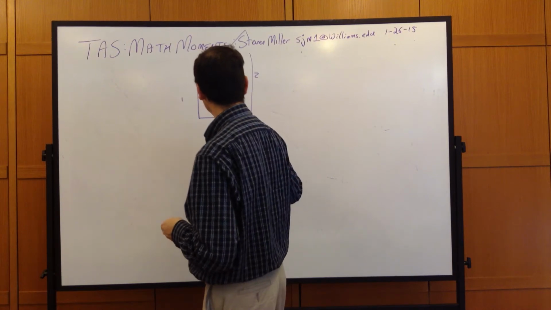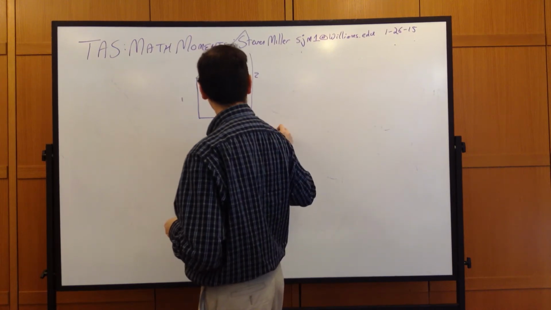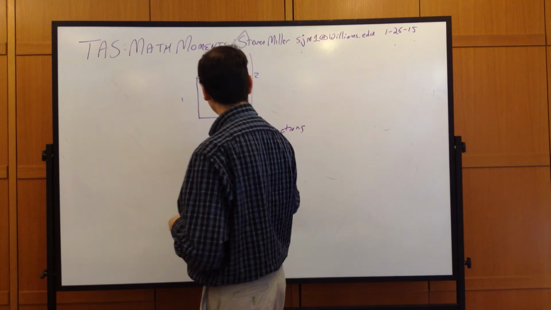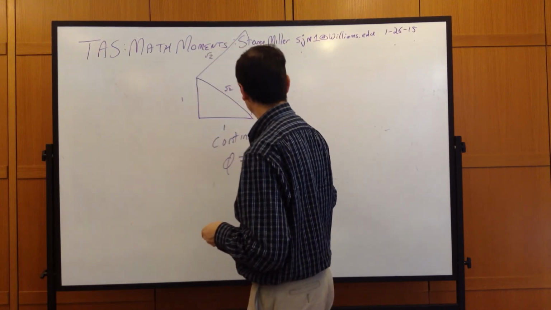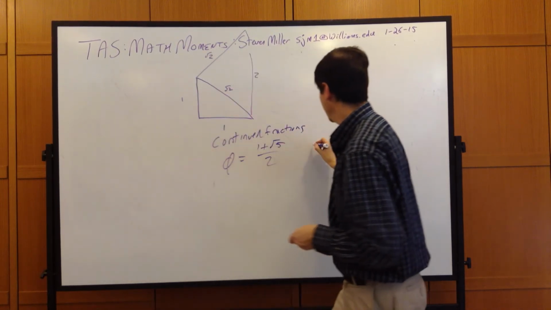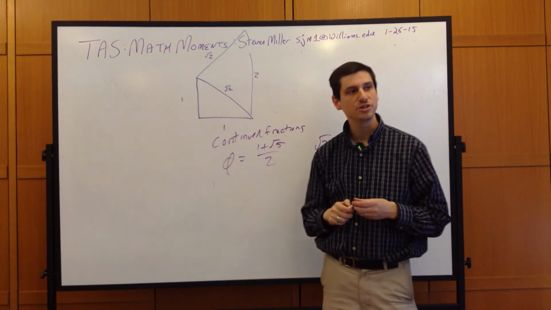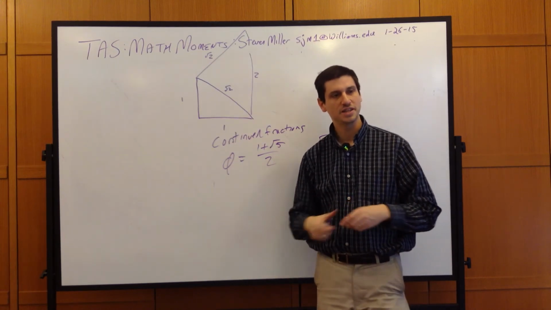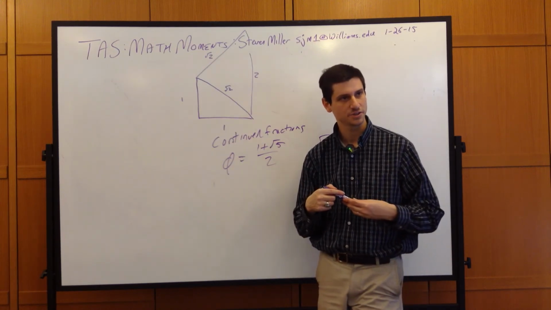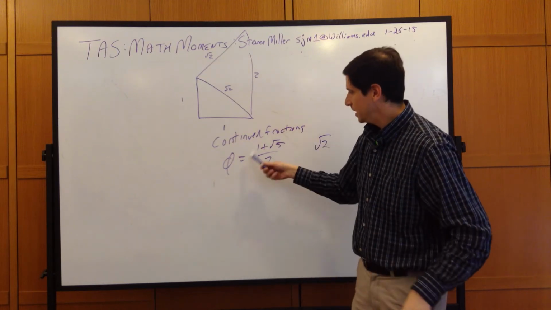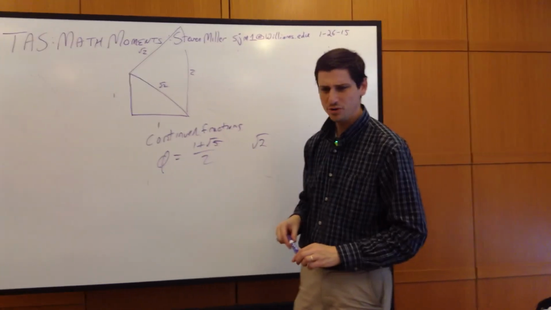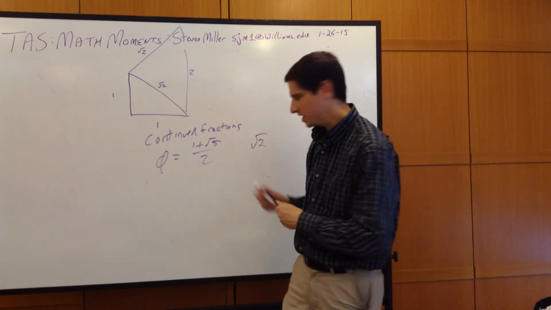This could be related to continued fractions. The golden mean phi, 1 plus root 5 over 2, and the square root of 2 both have very interesting continued fraction expansions. That's another nice way of representing things. And this might be called the silver ratio. I would have to check.